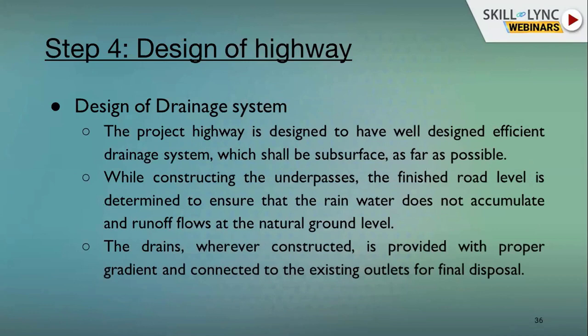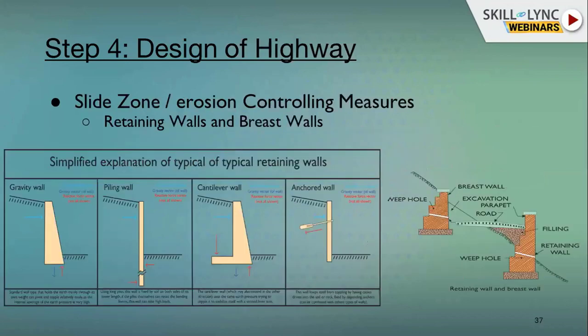This is the drainage system design. The drainage system is mainly required for the roadside as well as for the size of the culvert, and the project highway is designed to have a well-designed, efficient drainage system. While constructing the underpass, the finished road level is determined, ensuring the rainwater does not accumulate there. The drain is provided with proper gradient and connected to the existing outlet for final disposal.